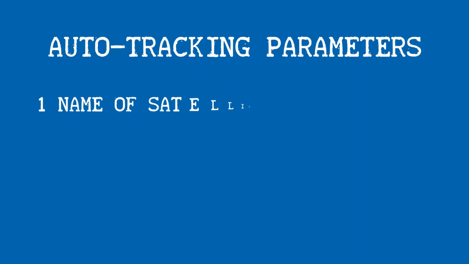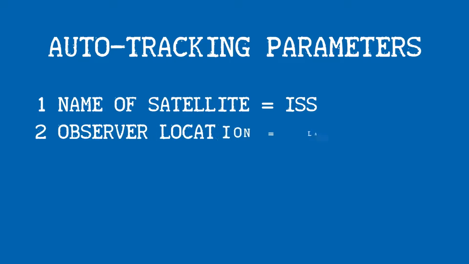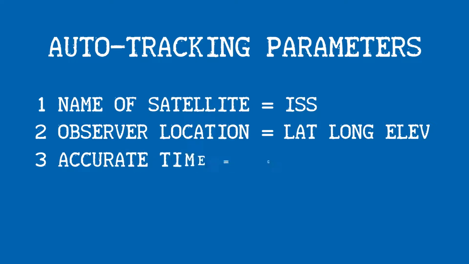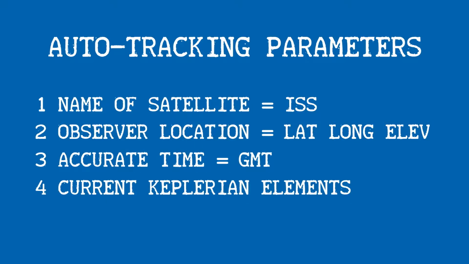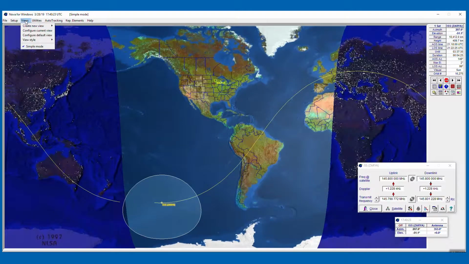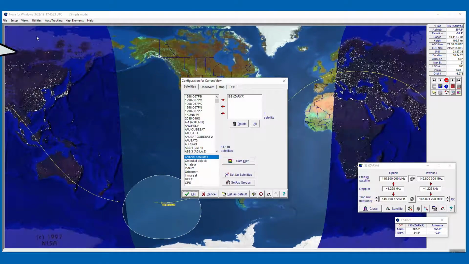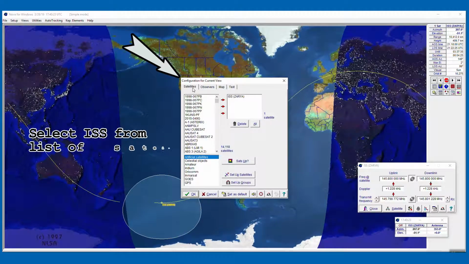1. The satellite to be tracked, in this case, the International Space Station. 2. Our location on the globe. 3. The current time. And 4. The current set of Keplerian elements for the ISS. To track the ISS, it is selected from a list of amateur satellites on the Configuration for Current View tab.